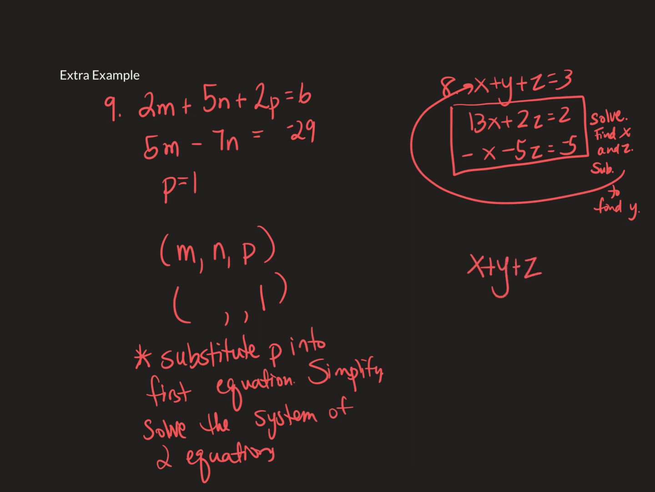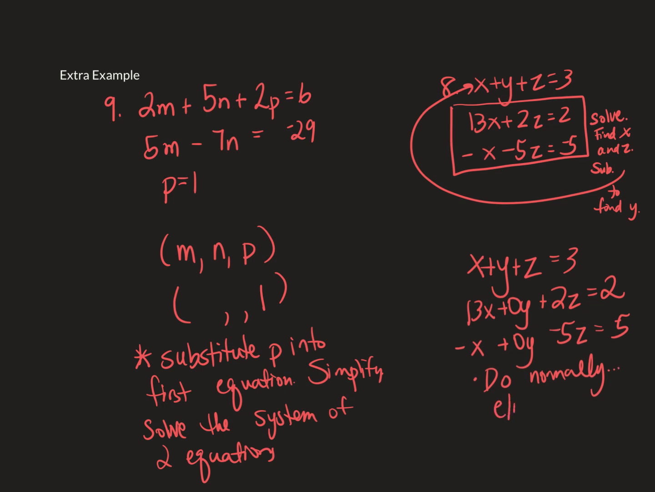The other thing you could do, and I've seen many students do this, is you could rewrite that this way. 13x plus 0y plus 2z equals 2, and negative x plus 0y minus 5z equals negative 5. And then you would want to do those 5 steps the way we normally do. And don't eliminate y, because y is not in the last two equations. So do normally eliminate x or z. And then you would be able to find all three of the values. So it's totally up to you as to how you would approach a question like that.